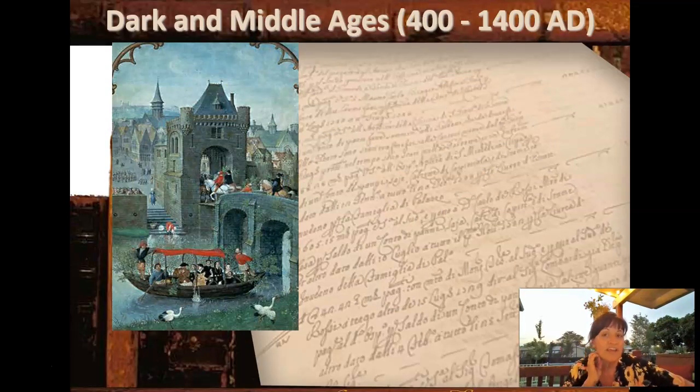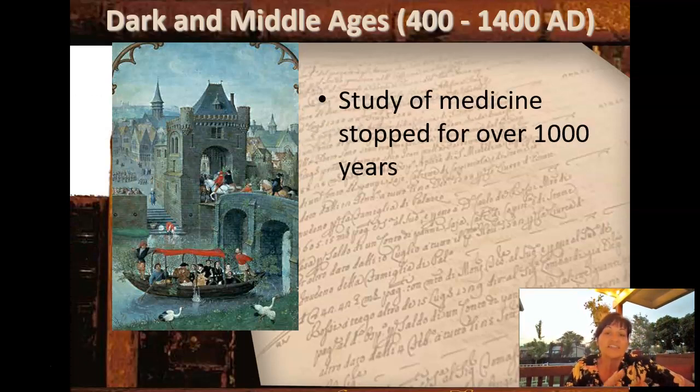Moving on to the Dark and Middle Ages. So this is between 400 to 1400 AD. And those others probably had dates. Might have to run back and check those dates and put them in. Not so important the dates, but just to know which one came in order, okay? So in the Dark and Middle Ages, the study of medicine stopped for over 1,000 years, okay?